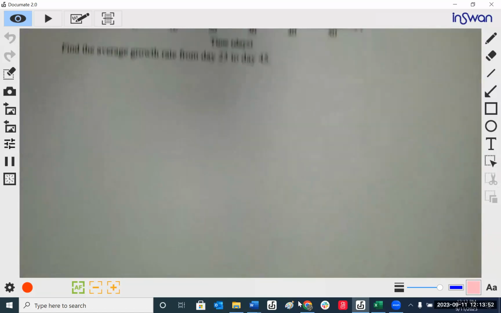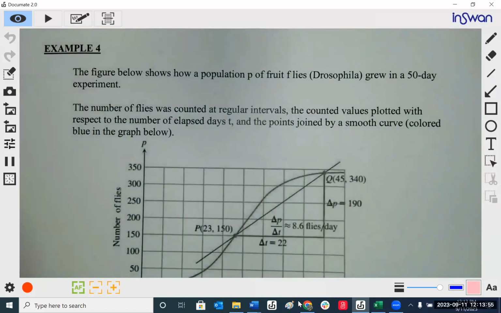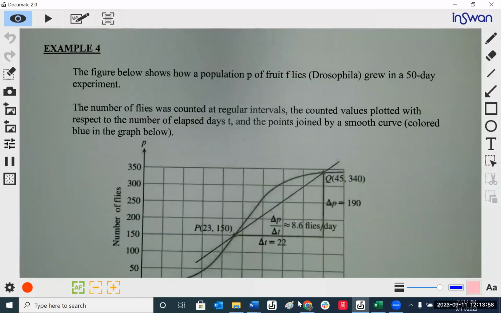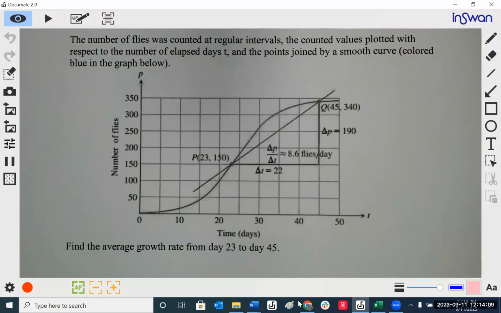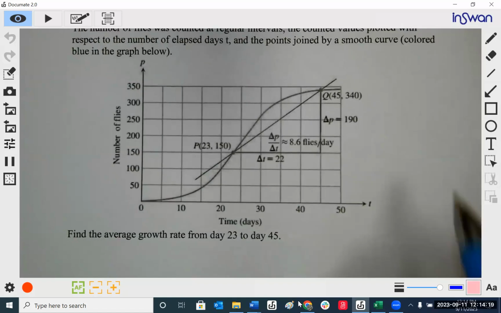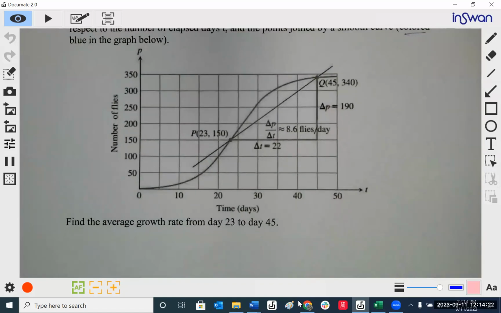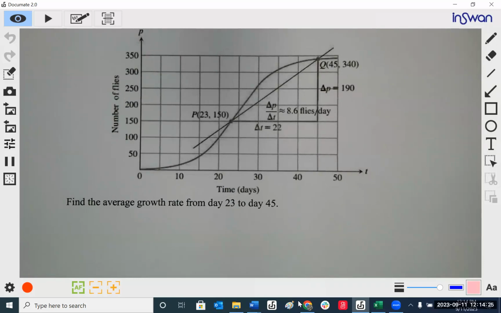Look, another example. The figure below shows how the population P of fruit flies, Drosophila, grows in a 50-day experiment. The number of flies was counted at regular intervals. The counted values are plotted with respect to the number of elapsed days, and the points joined form a smooth curve. Find the average growth rate from day 23 to day 45.